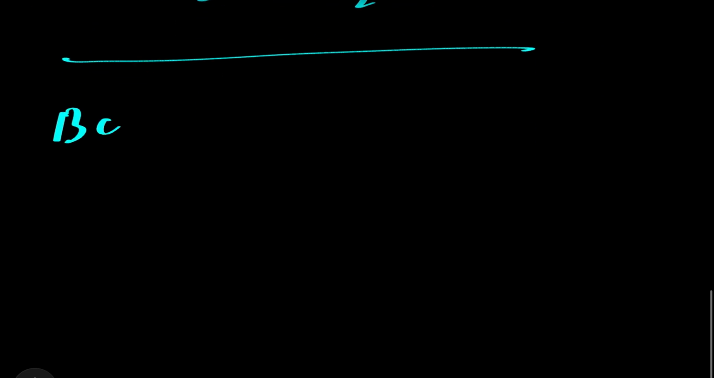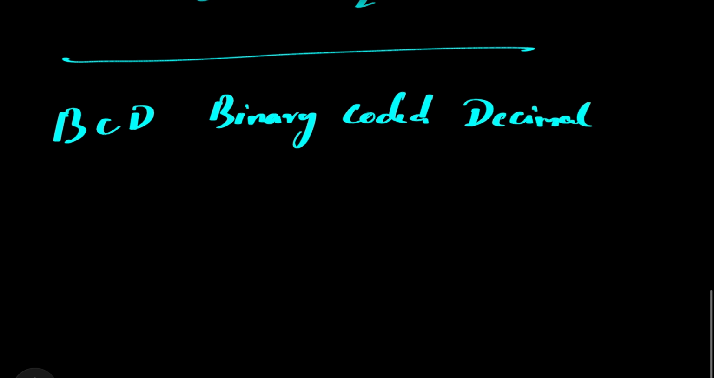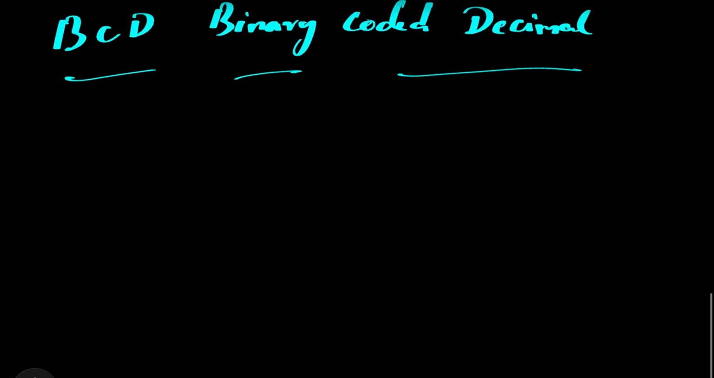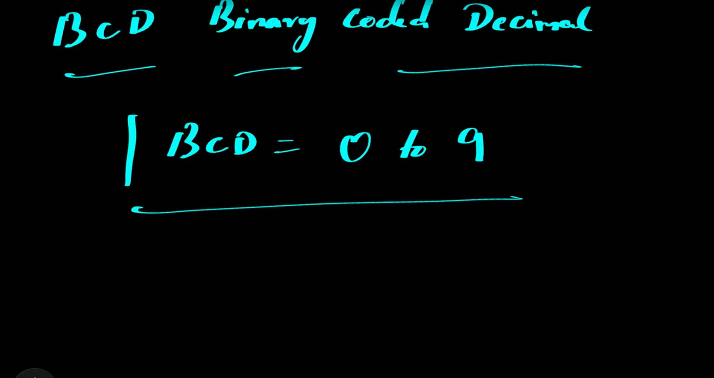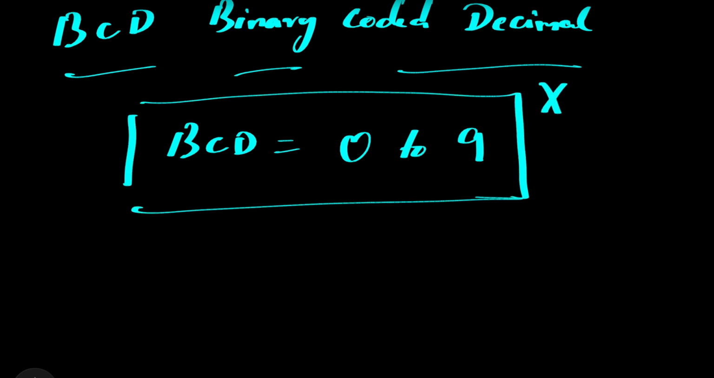Now BCD, binary coded decimal. For simple understanding, we can say it is a 4-bit representation of a digit, and the valid BCD is between 0 to 9. So this is a quite important rule in BCD. The valid representation is between 0 to 9. The 4-bit representation of 0 to the 4-bit representation of 9 is the valid BCD, binary coded decimal.